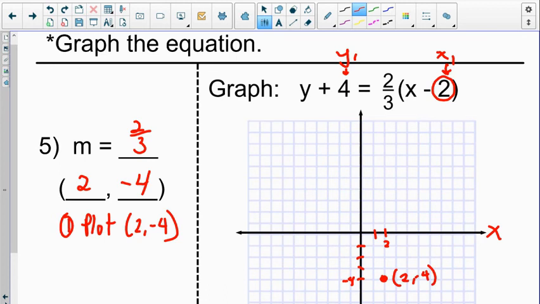From that point, just like we did with the y-intercept earlier in the week, where we started at the y-intercept and we used slope to plot more points, we're doing the same thing here. We know that this point, 2, -4, is on the line. Now we want to go ahead and use our rise over run to plot more points. So looking at my fraction, the rise is +2, the run is +3.